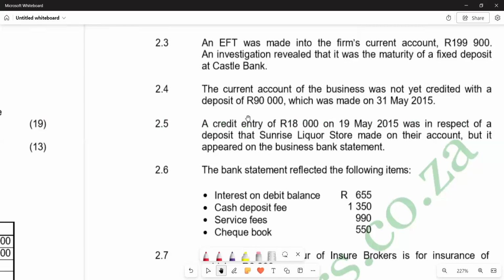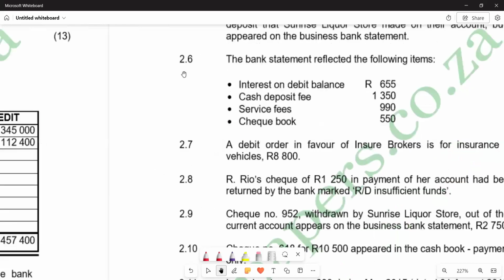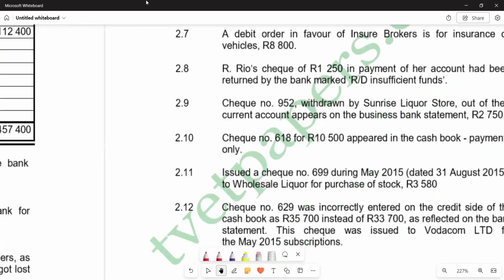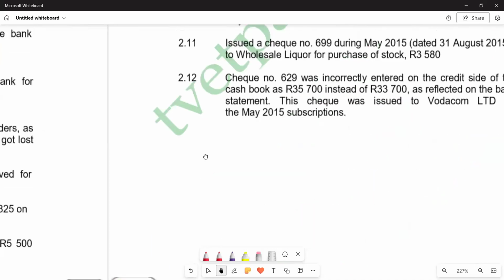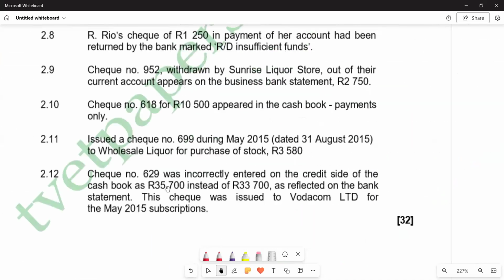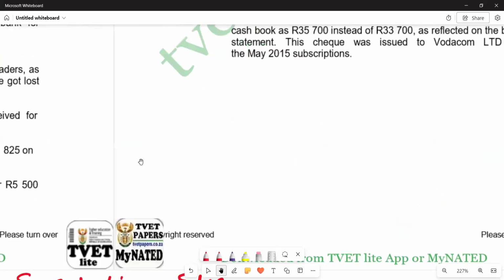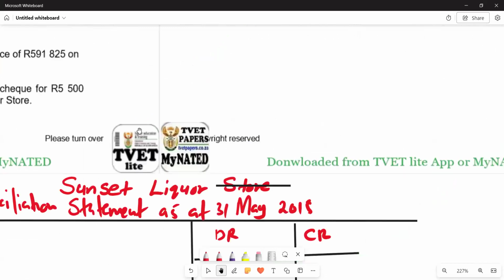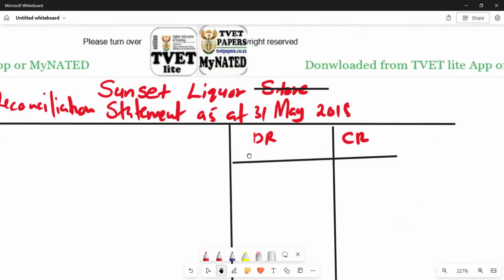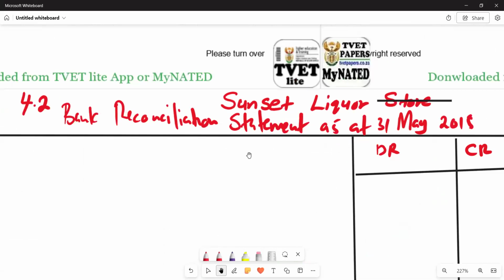It ranges from 2.1 going down to 2.12. So 2.12 becomes the last item that we have there. So we can now go to our bank reconciliation statement on the other section. So this is our bank reconciliation statement as at 31 May 2015 for Sunset Liquor Store.